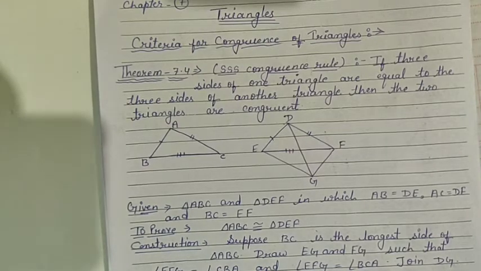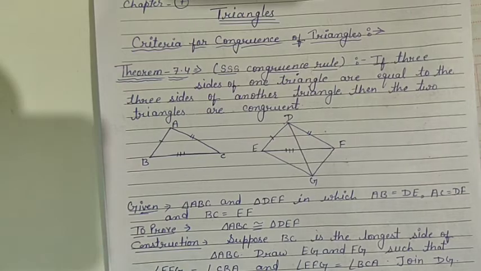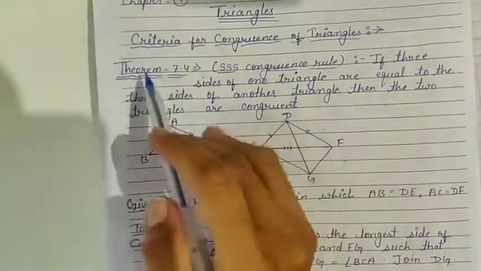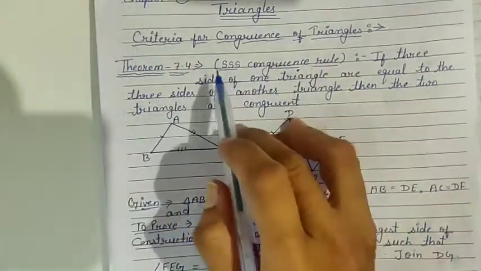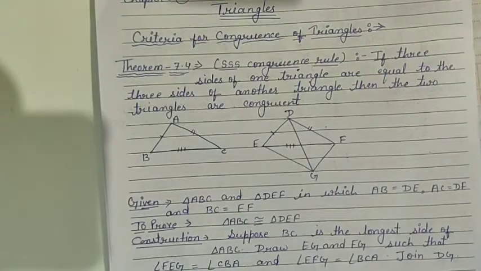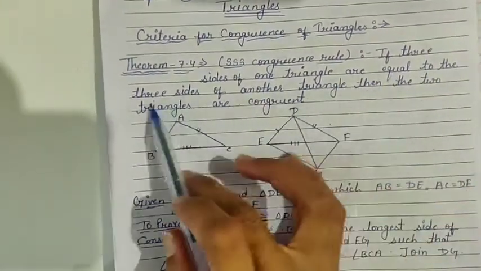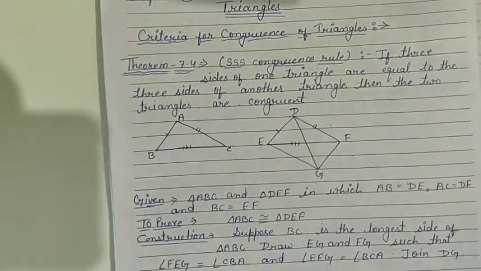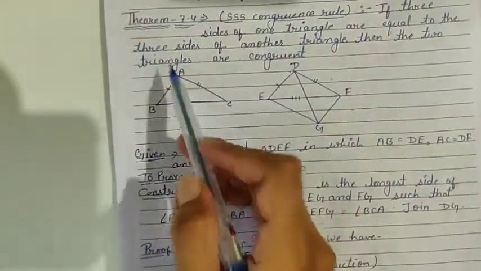Hello students, we were doing our chapter triangles and today we will do some more criteria for congruency of triangles. Theorem 7.4, SSS congruency rule. It means side-side-side congruency rule. If three sides of one triangle are equal to the three sides of another triangle, then the two triangles are congruent.